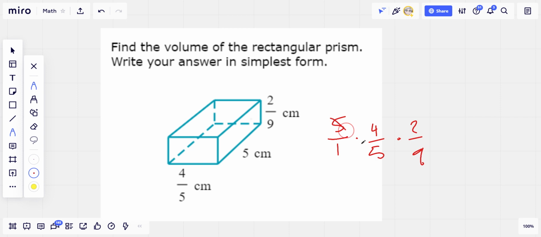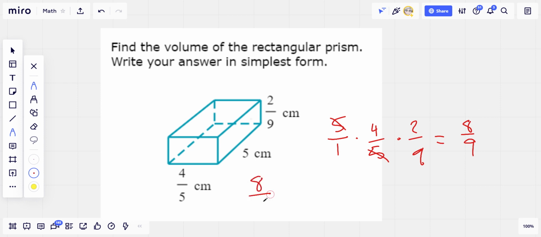What I notice is I have a 5 and a 5. That's nice to get rid of that ahead of time. I don't think I have anything else to do to make sure this comes out in simplest form because there are no common factors between 2 and 4 and 9. So 2 times 4 is 8. And then I've just got 1 times 9 here. So 9. So this is 8/9.